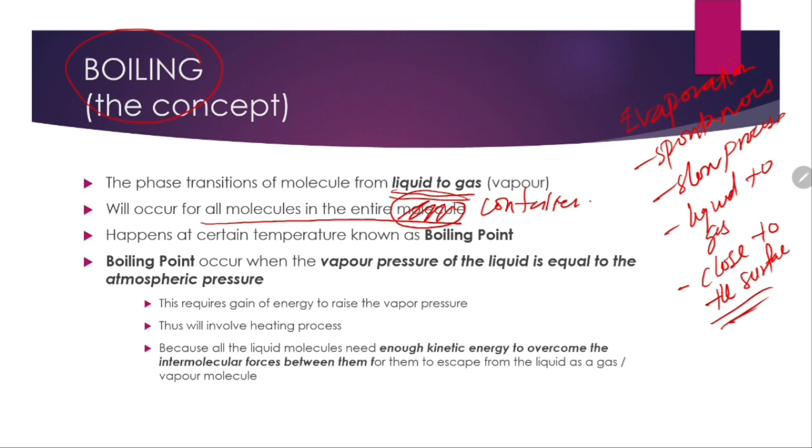In order for that to happen, all the liquid molecules must have enough kinetic energy to overcome the intermolecular forces that hold the liquid molecules together. This boiling process will only take place at a certain temperature, known as the boiling point, and each liquid, each reagent, each compound has a specific boiling point value. For example, water will boil at 100 degrees Celsius.